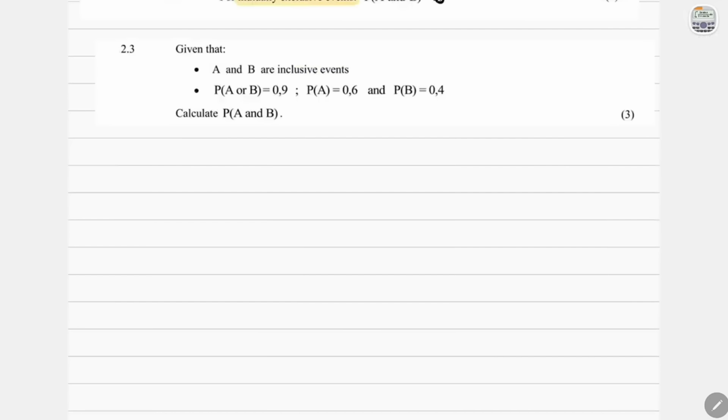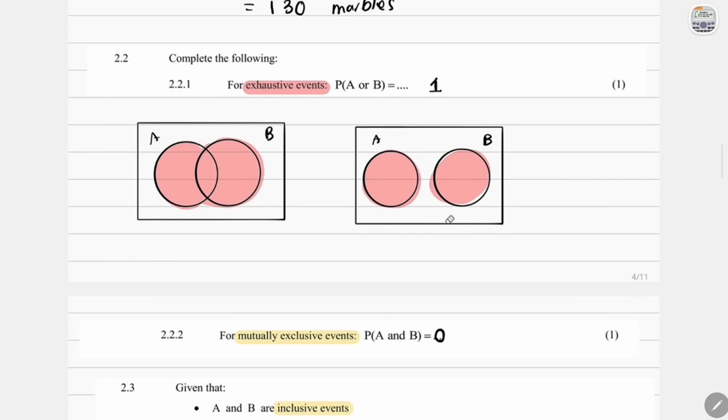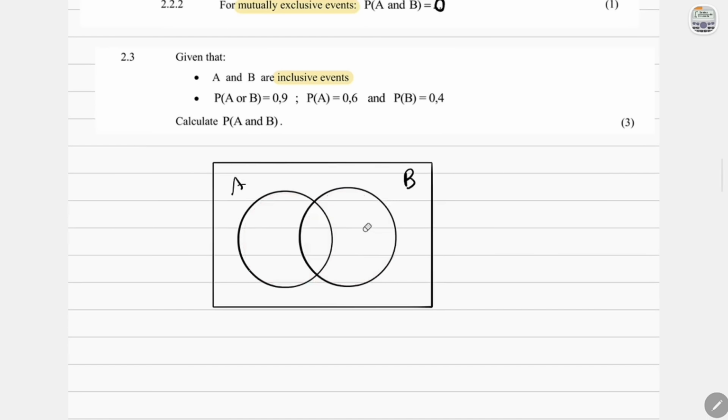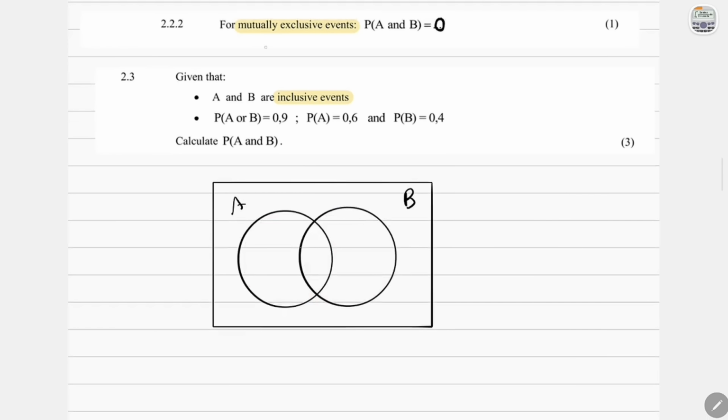Question 2.3 says, given that A and B are inclusive events, the probability of A or B equals 0.9, and the probability of A is 0.6, and the probability of B is 0.4. Calculate the probability of A and B. Okay, so these events are inclusive events, which means they are the opposite of mutually exclusive events. Okay, that means they intersect. We can have them looking like this. Okay, so they intersect.